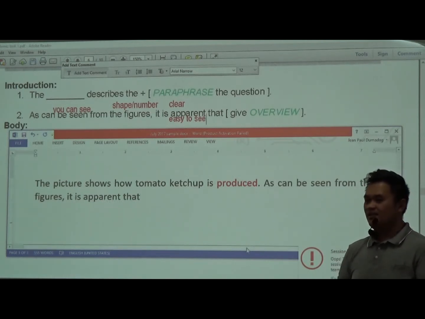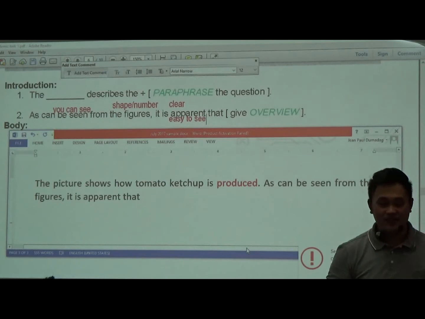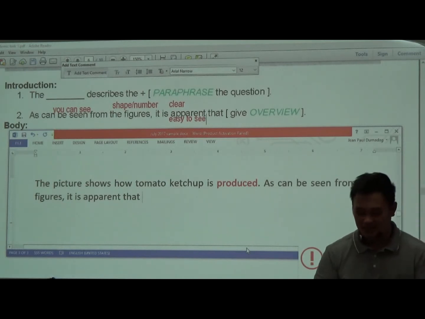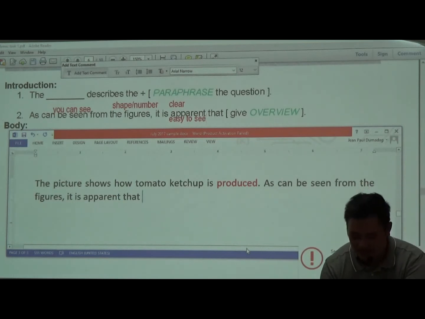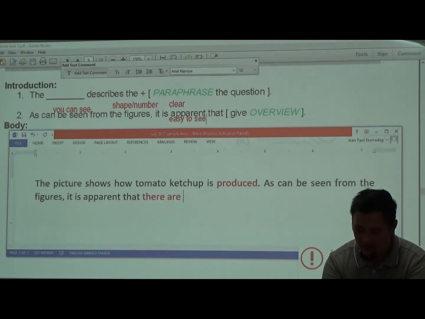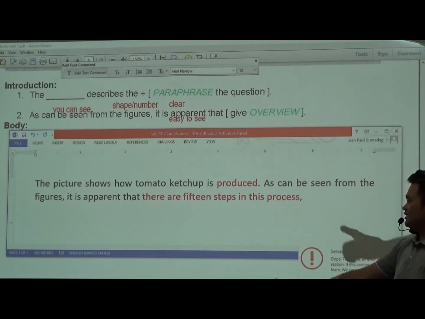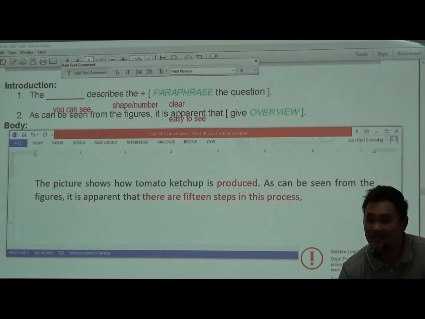How many steps? 15, isn't it? Is it 15 or 14? 15. So we will write, as can be seen from the figures, it is apparent that there are 15 steps in this process. Comma. That's the first line. Okay, how many in total? 15 steps.